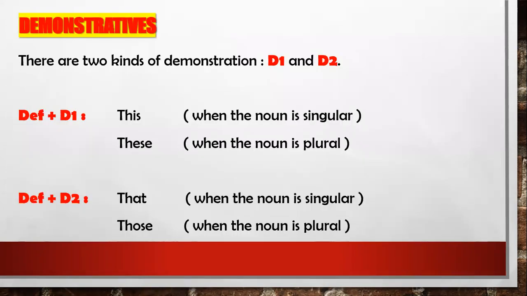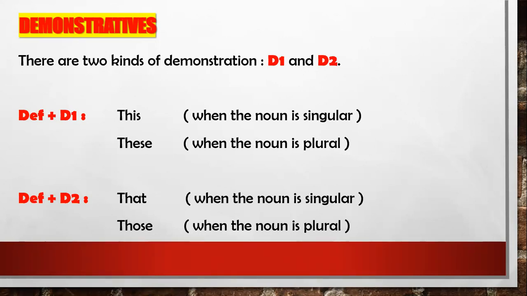Let's pass to the other one, the demonstratives. What are the demonstratives? There are two kinds of demonstration. Here in syntactic terms, we call them D1 and D2. So you have the definite plus D1, and the definite plus D2. And you know these words: this, these, that, those. This when the noun is singular. These when the noun is plural. That, again, when the noun is singular, and those when the noun is plural.